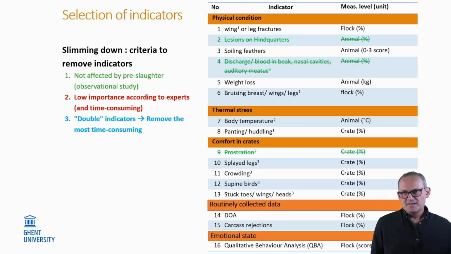And we used two other reasons or criteria to remove indicators and to slim down the protocol. The second one is that experts didn't consider that indicator as very important for the welfare of broiler chickens during the pre-slaughter stage. And the third one is if there were double indicators, and we mean by that they more or less measure the same welfare problem, then we would remove one of the two, and we would choose the one that is the most time consuming to remove.